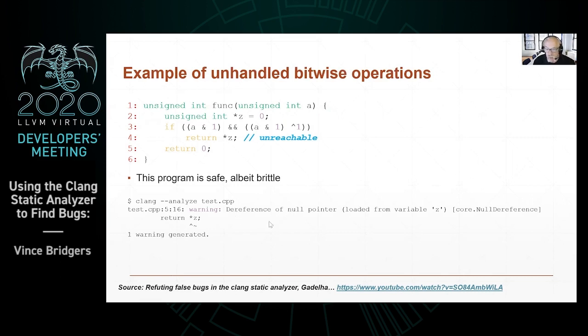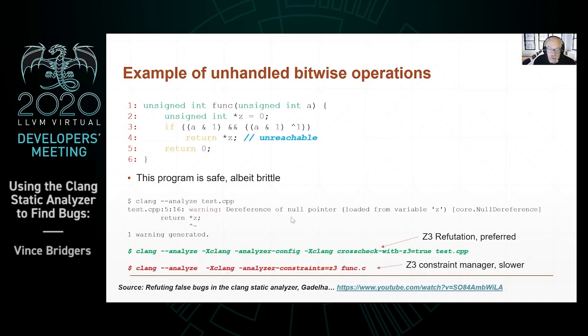We see dereference of null pointer loaded from variable z, core null dereference, one warning generated. So if we apply the Z3 refutation check, we will not see this issue. Another way to do this is by replacing the Clang static analyzer constraint manager with the Z3 constraint manager. That's slower, so the Z3 refutation manager is preferred. There's a good presentation that Mikhail Gadela did about this a few years ago, so I recommend you go watch that if you want more details about the technical details.